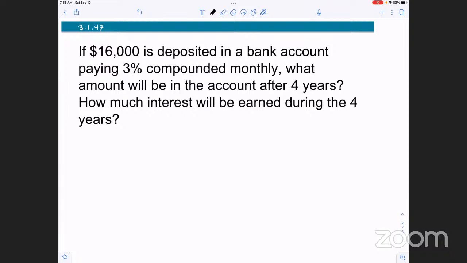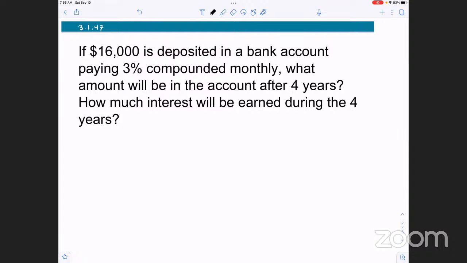So we have the following question that comes from our text for college algebra. We're using Rati McWater's pre-calculus text. It's for college algebra 2. This comes from section 3.1, question 47. If $16,000 is deposited in a bank account paying 3% compounded monthly, what amount would be in the account after 4 years? How much interest will be earned during the 4 years?